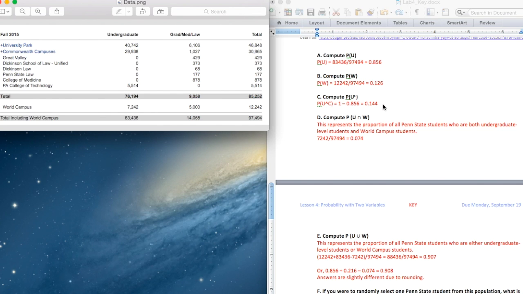Question C, compute the complement of U. In other words, we want the proportion of this population that were not undergraduate students. There's two different ways to do this. The way that this contingency table is set up, we have a column of undergraduate students, and then grad students, medical students, law students, essentially everyone that's not an undergraduate student is combined in the second column. So we could do 14,058 divided by 97,494, or because in part A you've already computed P of U, the complement of that would just be 1 minus that number. Either way, your answer should be 0.144.